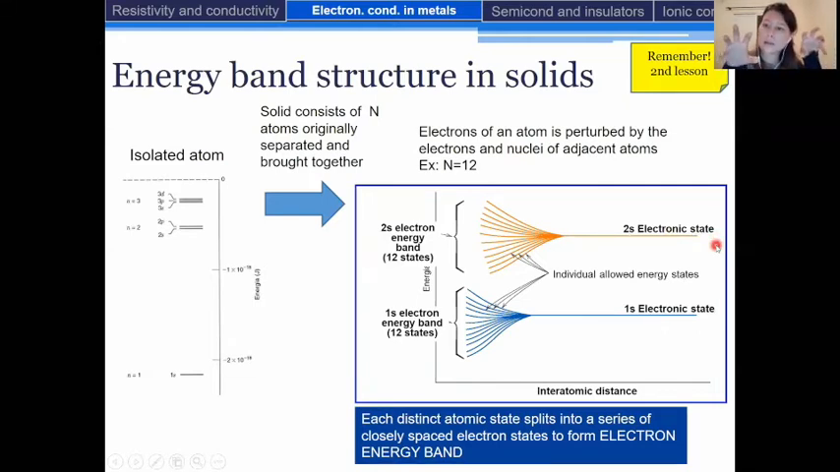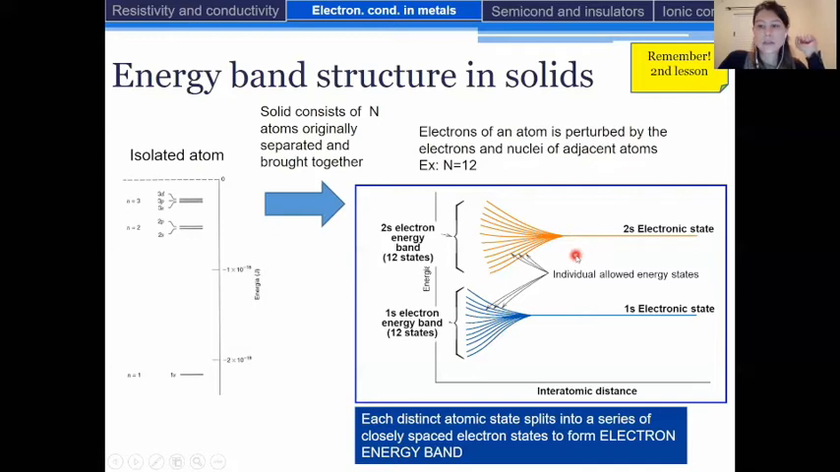And when the atoms are brought together, the electrons of these atoms will be perturbed by the electrons and nuclei of adjacent atoms. So if there are 12 atoms around it, each atomic state will be split into a series of closely spaced electron states. As you can see, in that case, each electronic state will be split into 12 states.